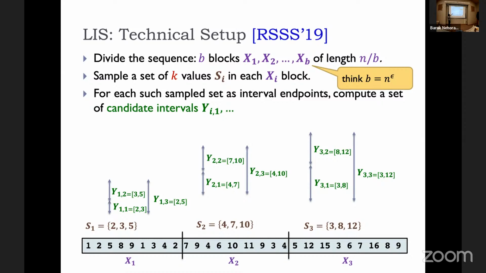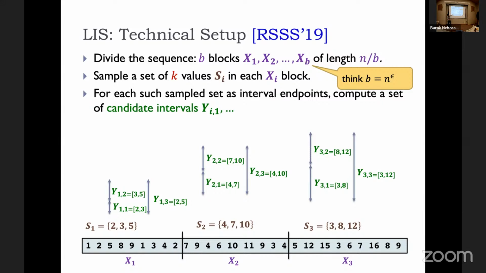So here, for example, we'll call these y's. The first index corresponds to S1, which corresponds to block 1, and the second index is just counting these different candidate intervals. So these are what we call candidate intervals. You think about this as taking all pairs here, which means that one of these candidate intervals will have both the low point and end point from the real LIS.